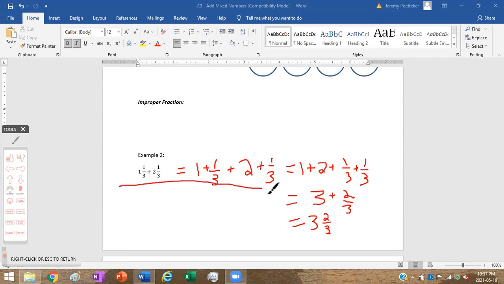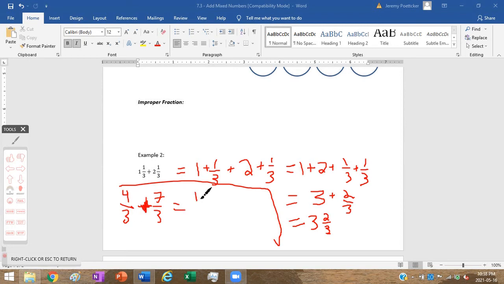But maybe you want to do improper fraction stuff all the time. Well, 1 times 3 is 3, plus 1 more is 4. So change the first one to an improper fraction. That's 4/3. Plus 2 times 3 is 6, plus 1 is 7. So it's 7/3. That is supposed to be a plus sign right there. It's sort of a scribble. Let's try to make it look like a plus sign. There we go. Lovely.